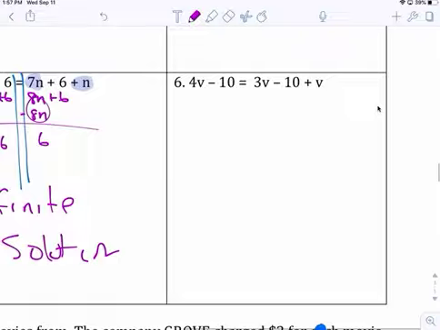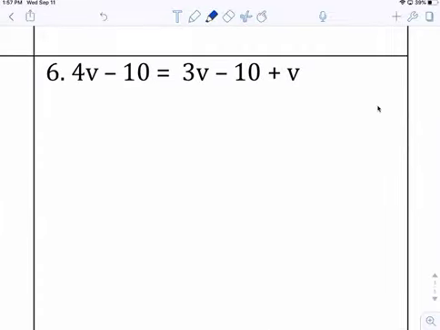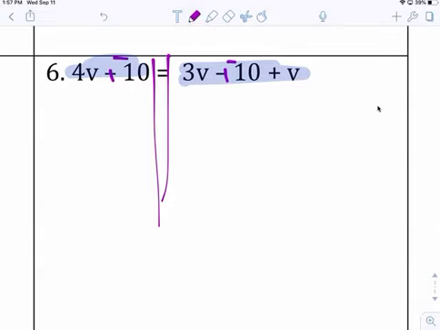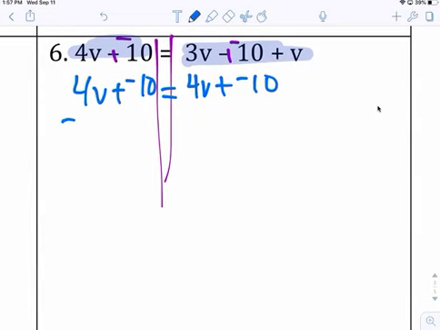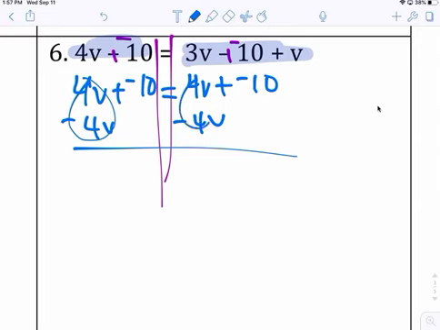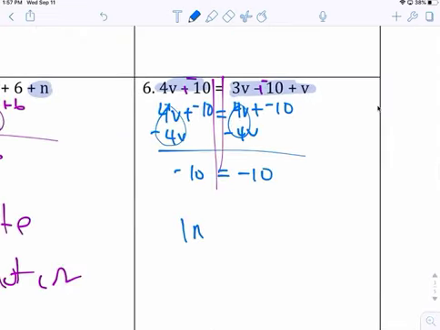This one is going to be infinite also because of additive inverse. Okay, on this side you can't do anything. This side you can combine. 3v and a v is 4v plus a negative 10. Same thing here. So this is infinite solution. They're exact same thing, because both the constant and variable are the same. Infinite solution.